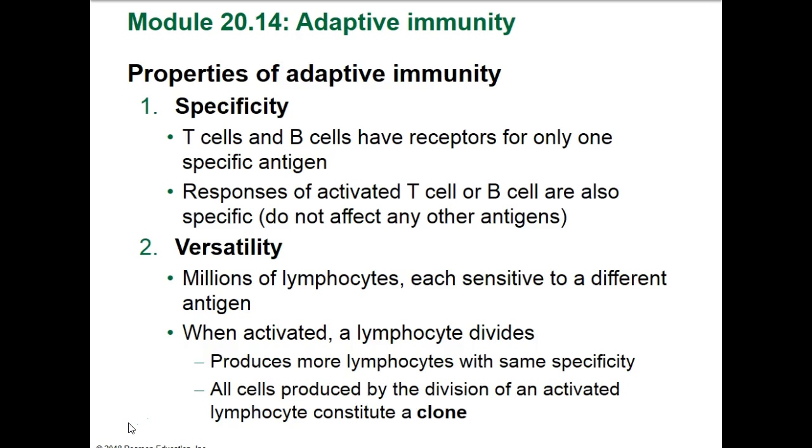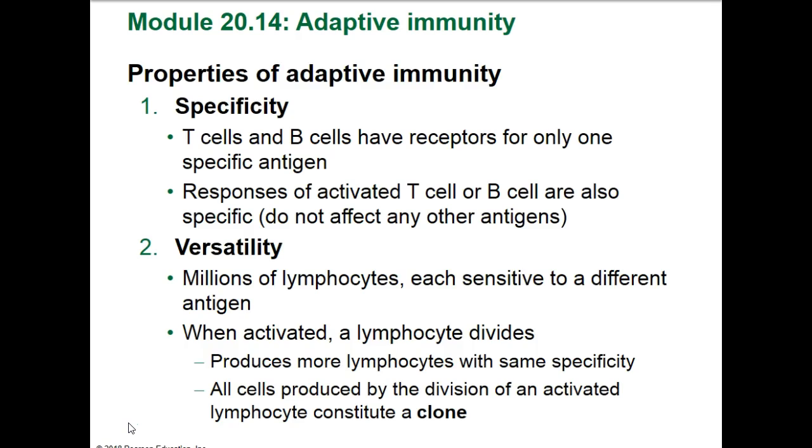Okay, some properties of adaptive immunity. Specificity. It does involve T and B cells, even though I keep talking about B cells because they're the ones that ultimately become plasma cells and produce antibodies. T cells also react. And certain T cells, like T helper cells, are important in getting B cells activated. And we'll come back to that too. But both T cells and B cells have receptors for a specific antigen. And responses of the activated T and B cells are very specific. They don't affect any other antigen.